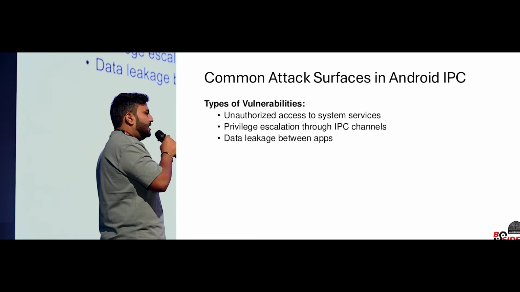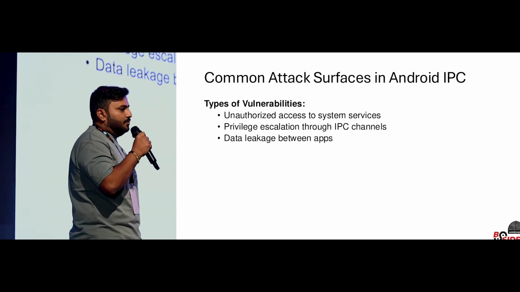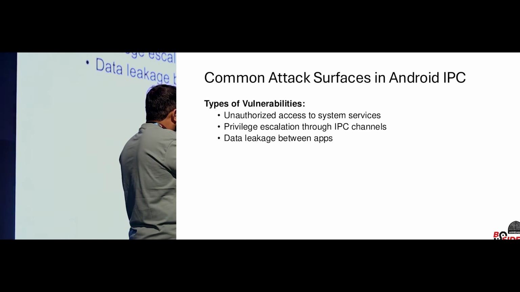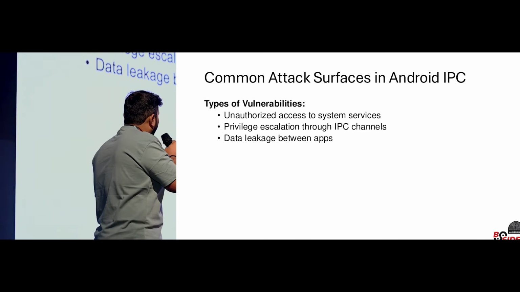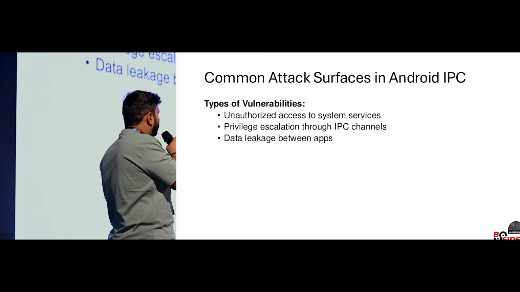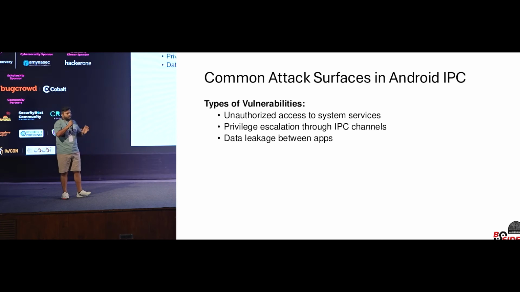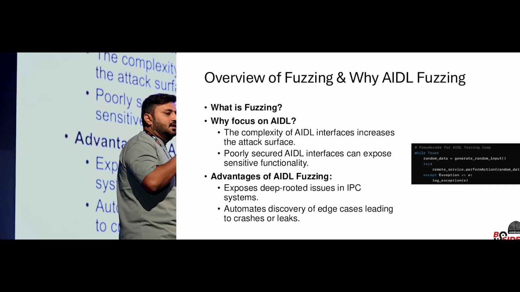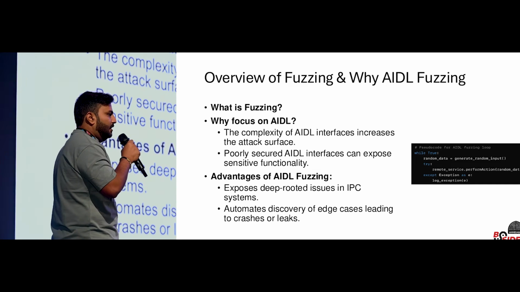So the common vulnerabilities that we can see when it comes to Android IPCs are process hijacking, unauthorized access to the system services, and also in some cases privilege escalation. And the most common vulnerability that we see is data leakage between two apps, where you can send a stub and you can get a response that would give you access to some juicy data. So this is what basically caught our eye, and we started with fuzzing.